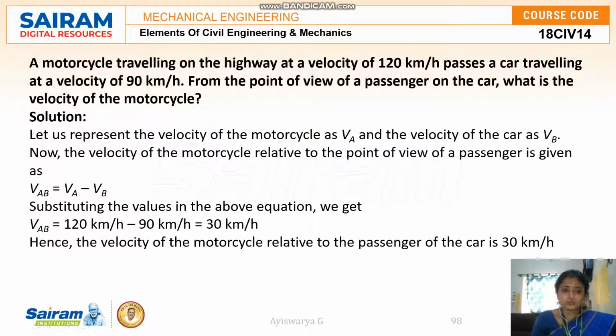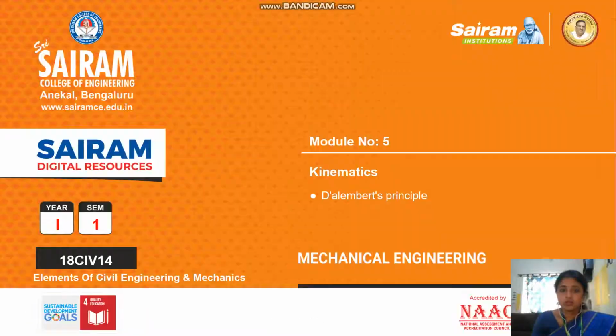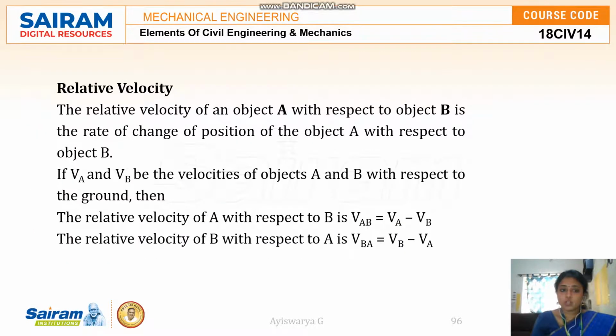So see guys, VA is 120 km per hour and VB is 90 km per hour. So you have to calculate the velocity of the motorcycle, right? So just substitute over here. We know that VAB is equal to highest velocity minus least velocity, VA minus VB. So here, substituting the values in the above equation, we will get 120 minus 90 km per hour is 30 km per hour. So the velocity of the motorcycle relative to the passenger of the car is 30 km per hour. Okay, this is how you need to solve the relative motion numerical, guys.